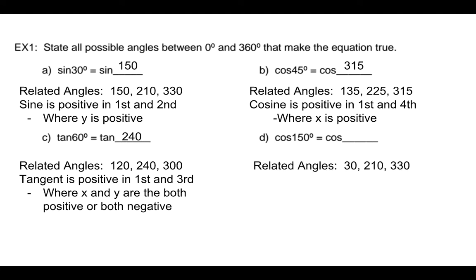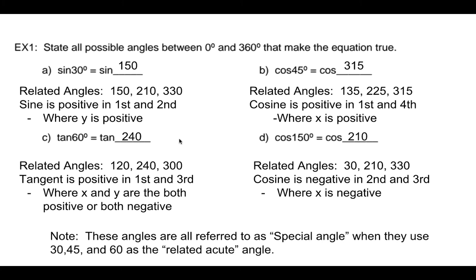150 goes with 30, 210, and 330. Those guys are related to 150. Cosine is cosine at 150 degrees. Cosine is negative because the x values are negative. It's also negative for 210 degrees.